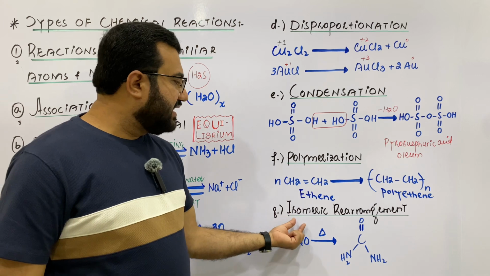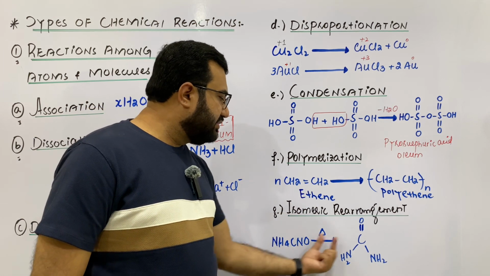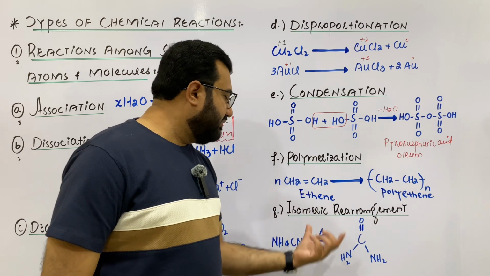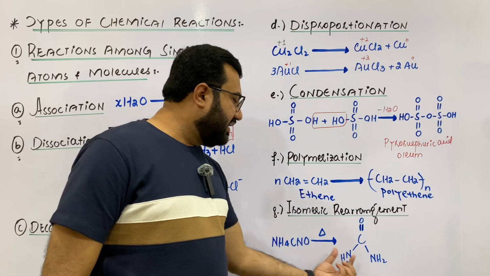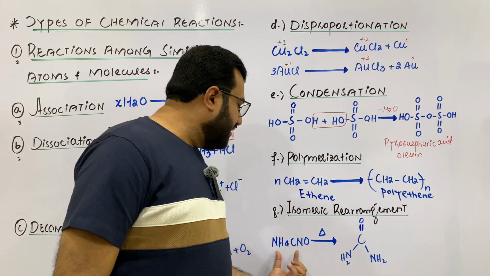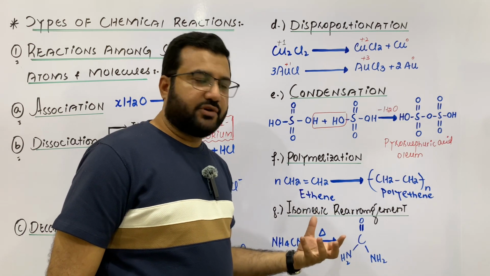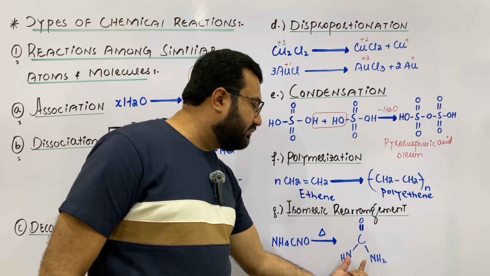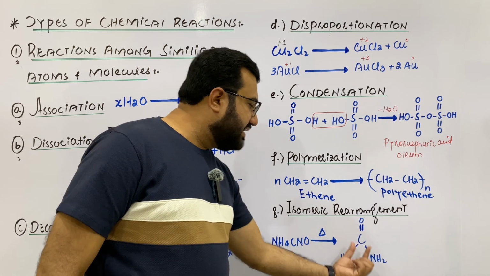The next one is the isomeric arrangement, in which a molecule is simply changed to its isomer by the rearrangement of the atoms. A very famous example is the heating of ammonium cyanide, and on heating that is changed to urea. Ammonium cyanide and urea both have different physical and chemical properties, but basically the same type of elements and the same number of atoms. So one compound is changed to the other.